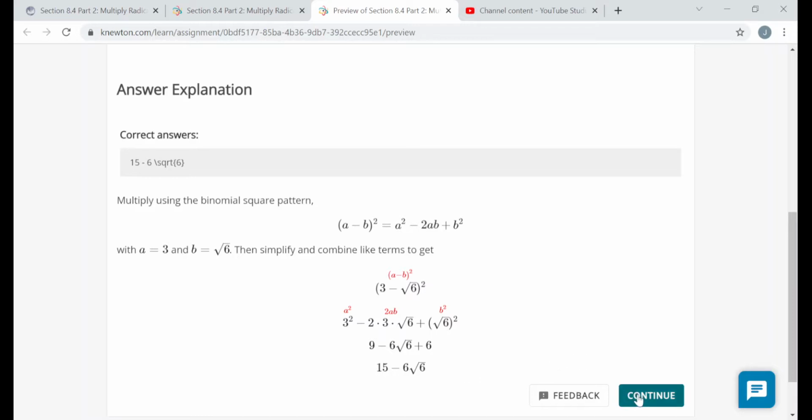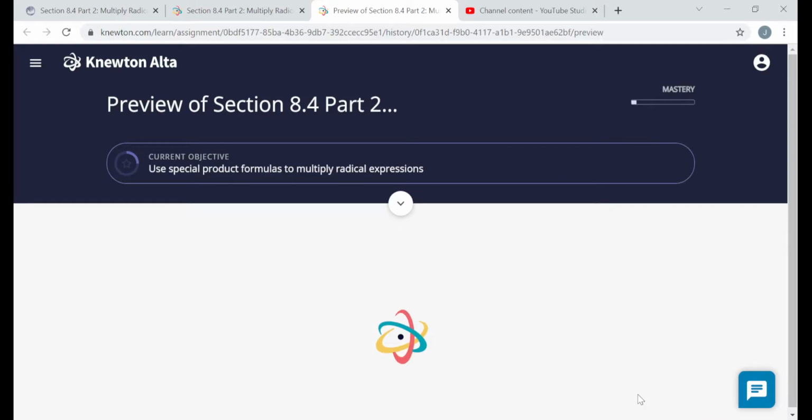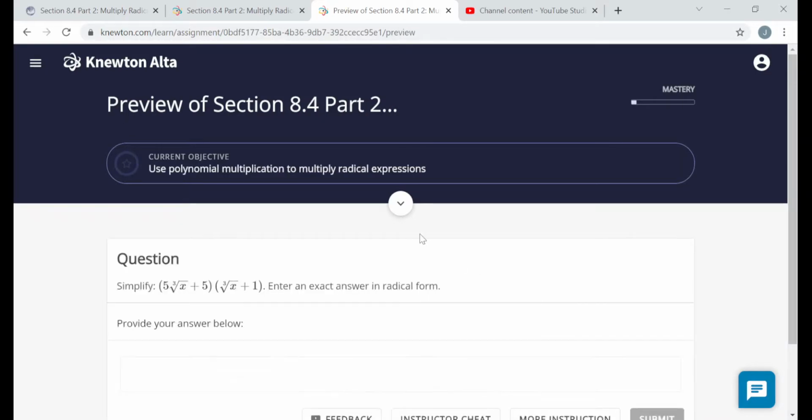Alright, so next question. Now, as I said in the first question, I'm going to be doing what this says here: use polynomial multiplication to multiply radical expressions.